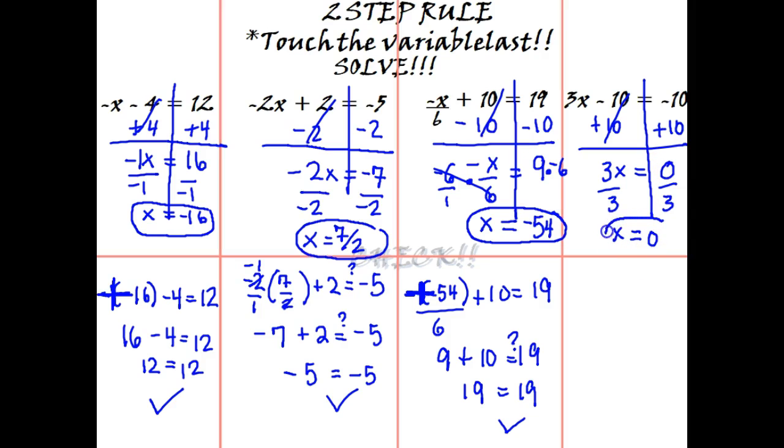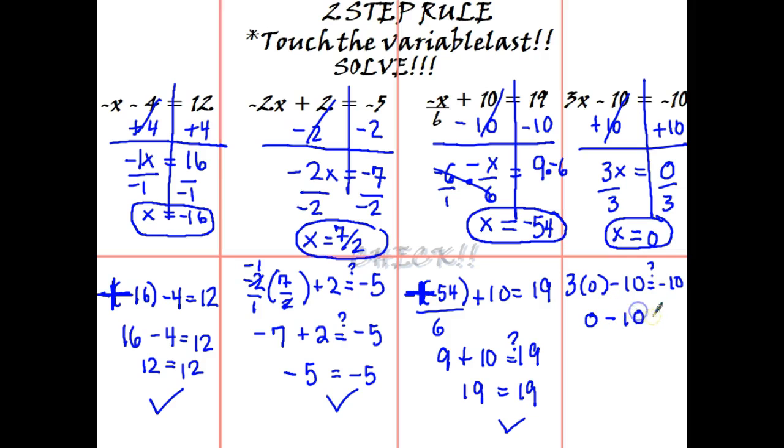You're telling me x can be 0? Yes, x can be 0, because watch this magic. 3 times 0 minus 10 is equal to -10. Is 3 times 0 minus 10 -10? Well, 3 times 0 is 0.